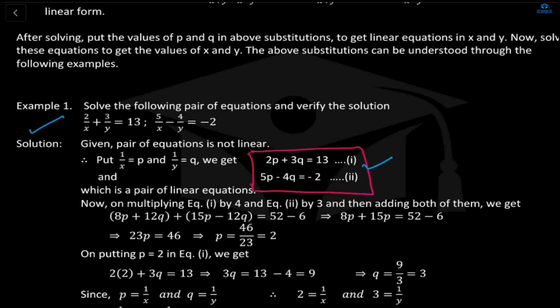For any normal linear equation, when you are going to solve, you can apply substitution, elimination or cross multiplication. But when you get the equation in this format, it is not a proper linear equation. So you have to make it a proper linear equation. For that, we are assuming 1 upon X as P and 1 upon Y as Q, and then we have got a proper linear equation. After that, it depends on you.